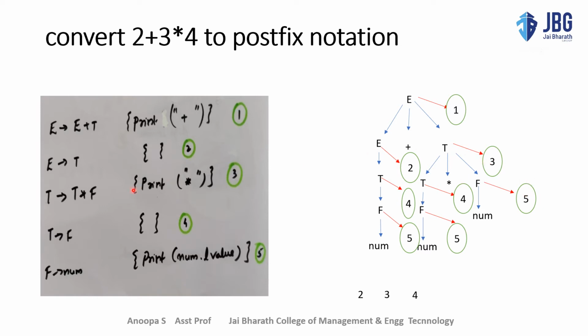So what is 3? Print star, right? So I will print star. Then moving on here, I will get 1. What is 1? Print plus. So thus we have converted this expression to the corresponding postfix expression. So similar to the last tutorial, we just gave semantic action numbers and then performed this bottom up parsing approach. Thus we will get the corresponding value or answer.